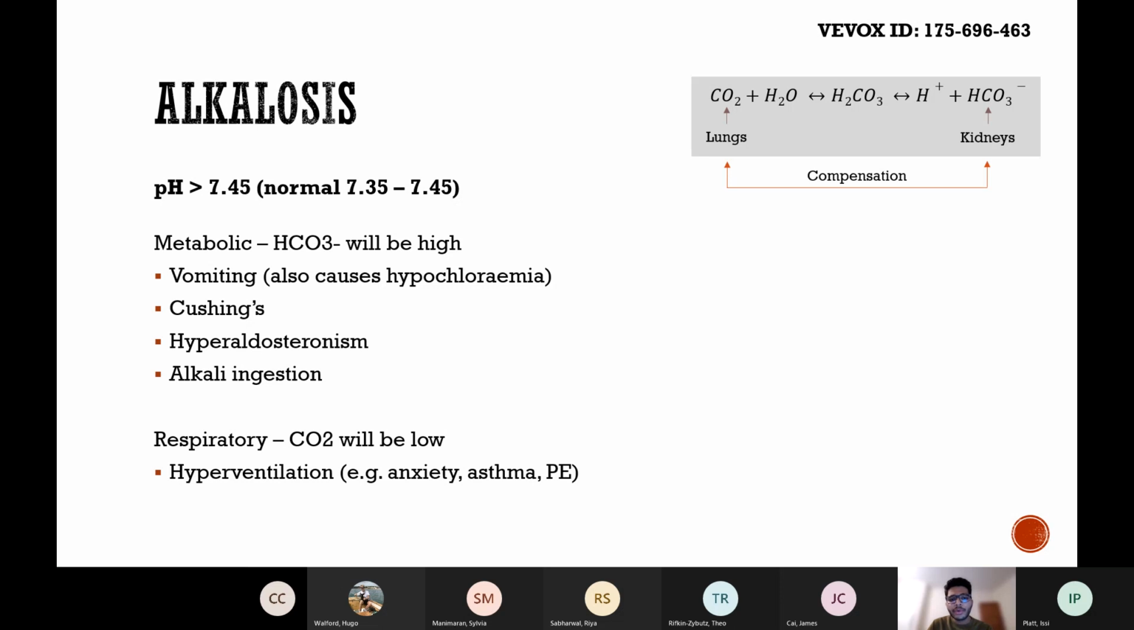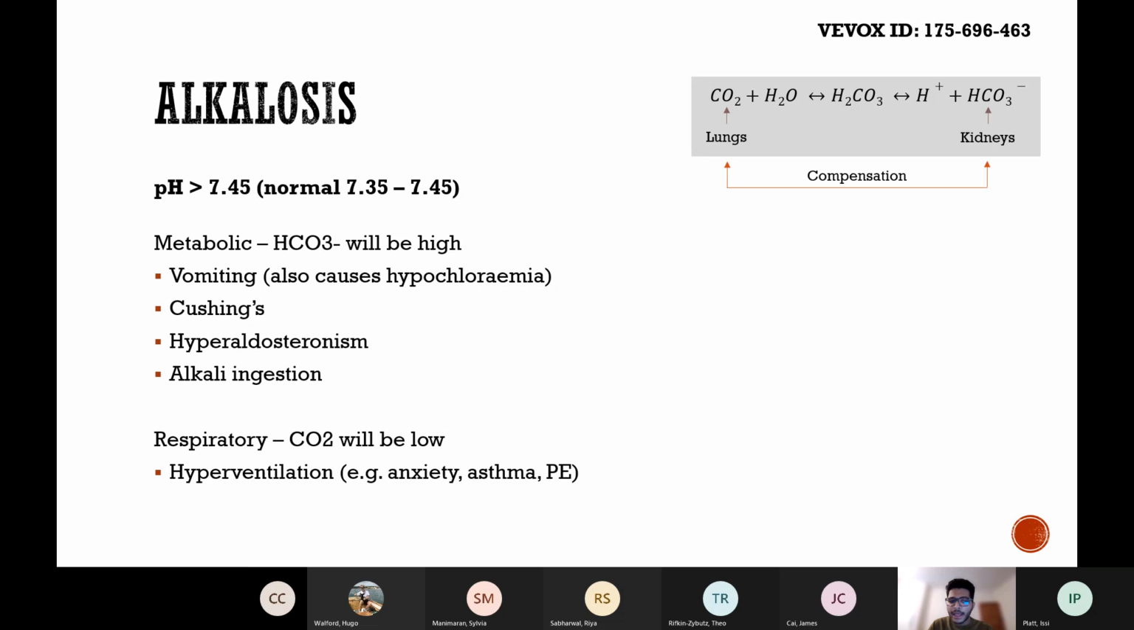So if you've got a respiratory acidosis, the kidneys over time can create a metabolic alkalosis to try to compensate for it. And if you've got a metabolic acidosis, then the lungs can try to create a respiratory alkalosis and try to compensate for what's going on. But that compensation does take time.